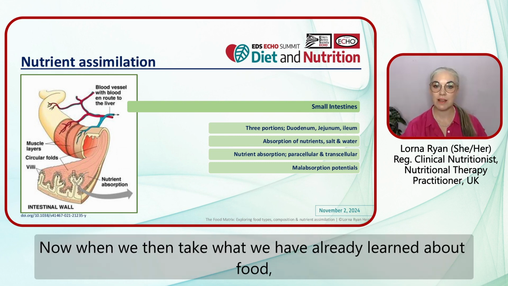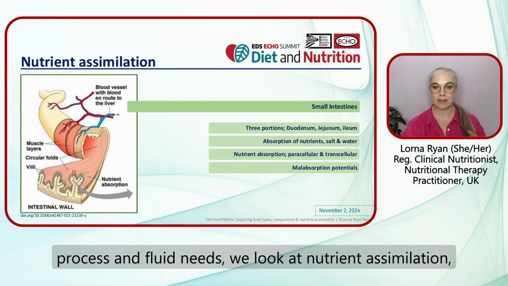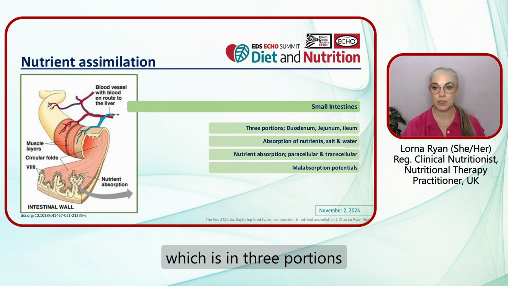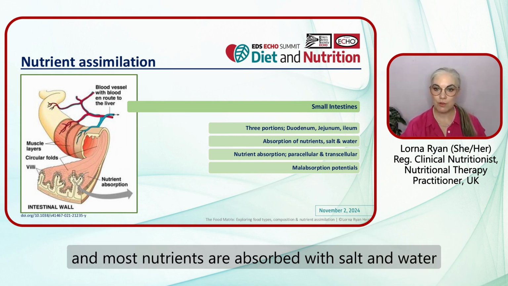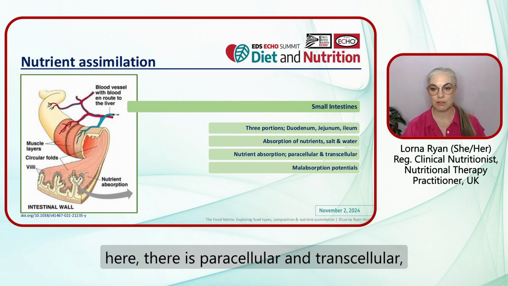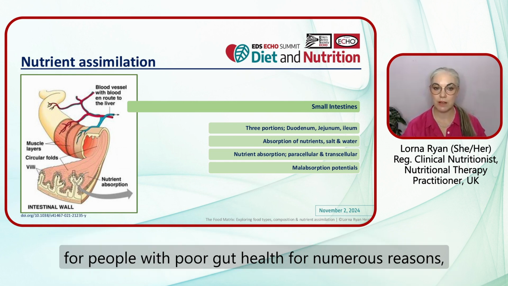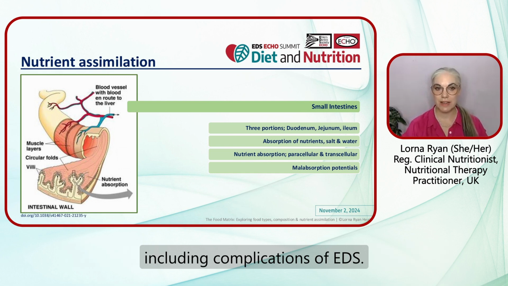Now, when we take what we've already learnt about food process and fluid needs, we look at nutrient assimilation. And this is a zoom into the small intestines, which is in 3 portions. And most nutrients are absorbed with salt and water here. There's paracellular and transcellular. And this is where a lot of malabsorption potentials might happen for people with poor gut health for numerous reasons, including complications of EDS.